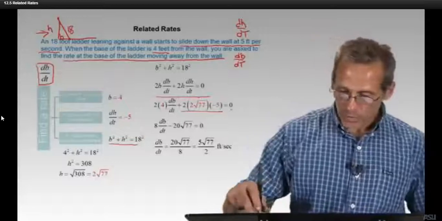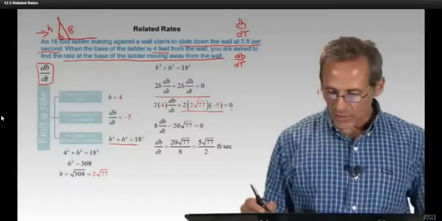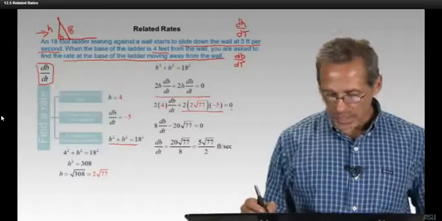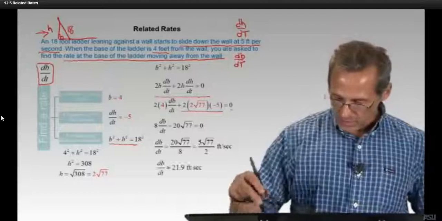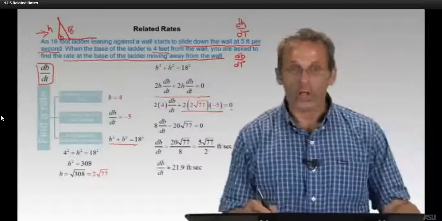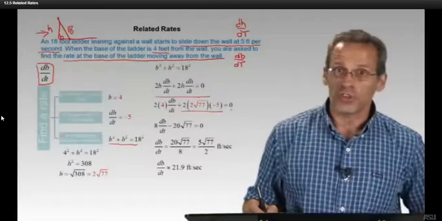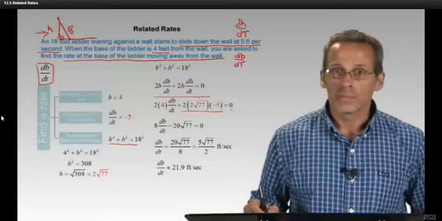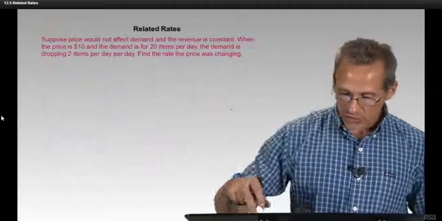So, when our 18-foot ladder starts to slide down the wall at 5 feet per second, the base is moving away from the wall at nearly 22 feet per second. Let us look at the third scenario.